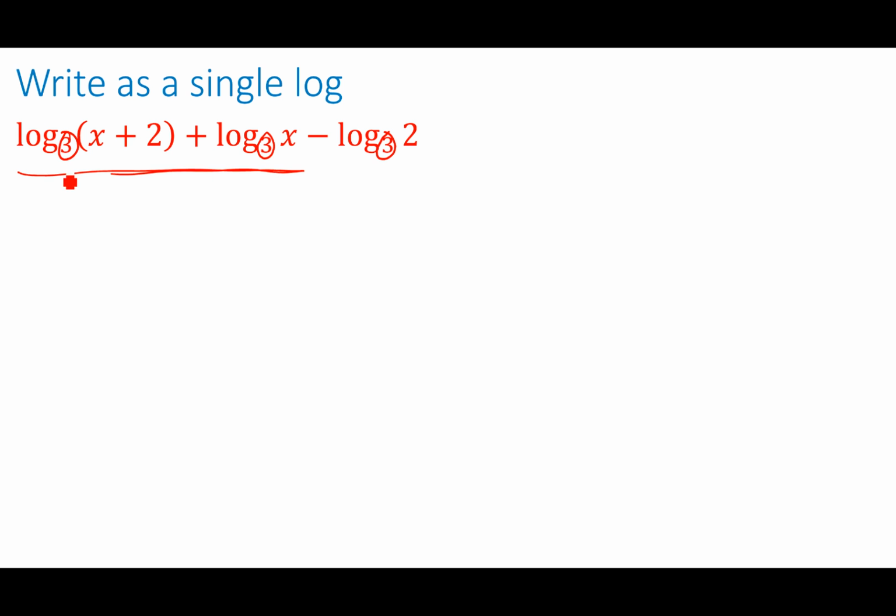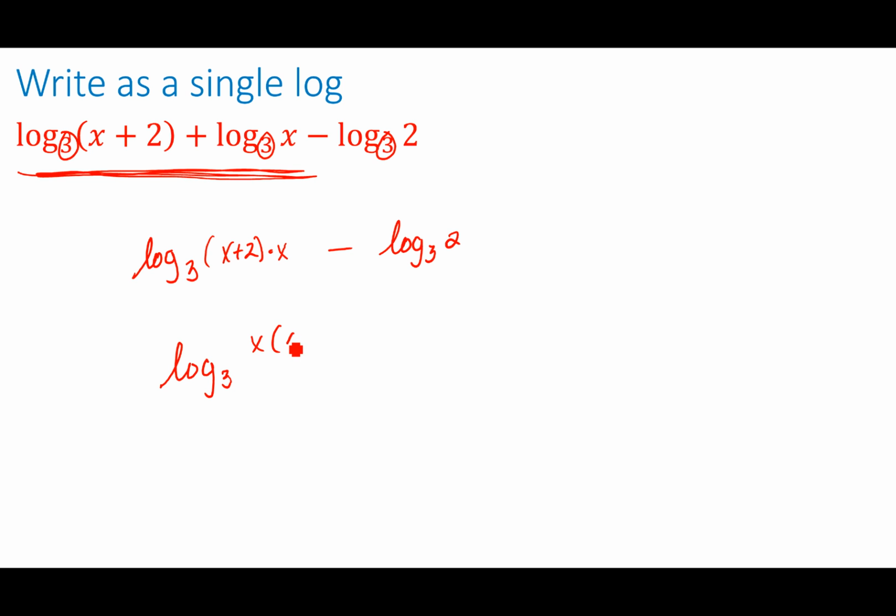First off, I'm going to take this addition piece and rewrite this as multiplication. So this is log base 3 of (x plus 2) times x, minus log base 3 of 2. Well, with subtraction now, I can write this as a quotient. So this will be x times (x plus 2) all over 2 as one single log. So this is as far as we could go, but we could write it as one single log.